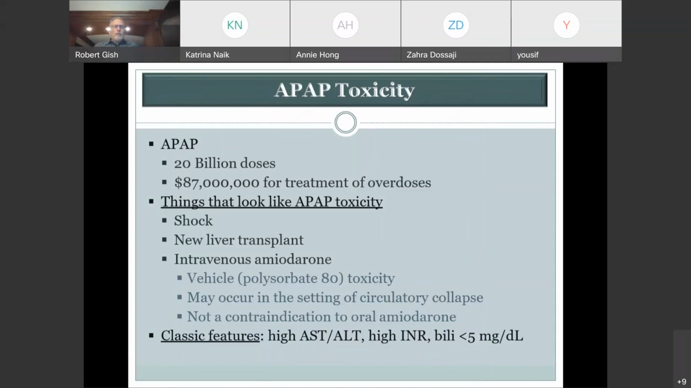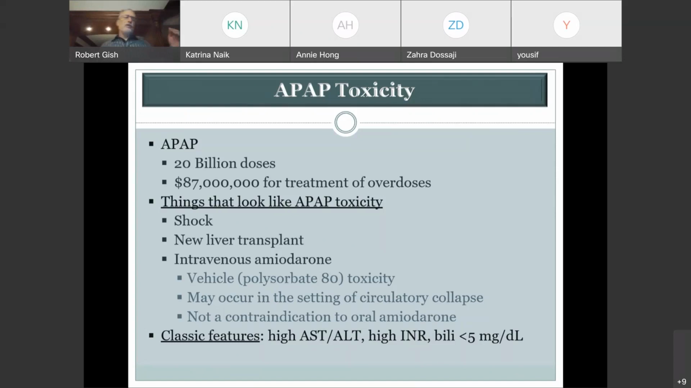So we have spent $87 million a year treating acetaminophen overdoses. People have talked about taking acetaminophen off the market, but it's really the safest analgesic and antipyretic out there. If you stay under 2 grams, really under 3 grams, but under 2 grams a day, the risk of liver toxicity from acetaminophen rapidly approaches 0.